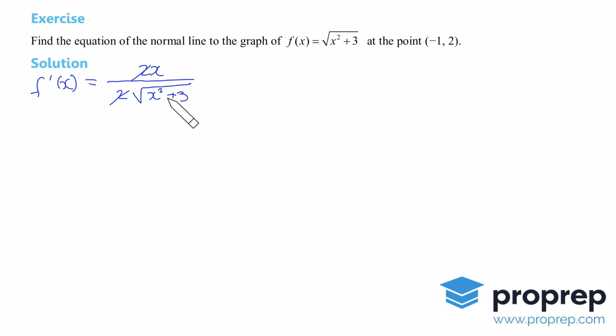And we want f prime at this point, we just need the x, at minus 1 is equal to minus 1 over, and we've already computed this, when you plug in minus 1 we get 2, so it's minus a half.